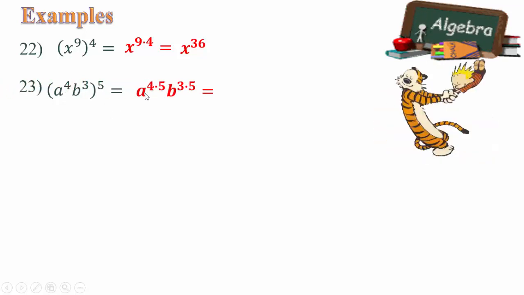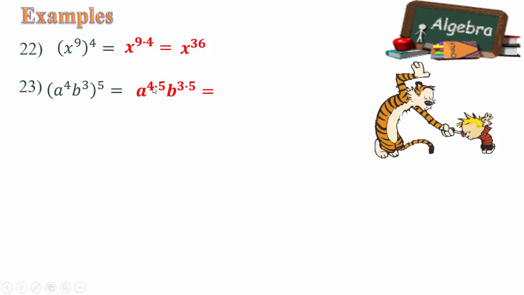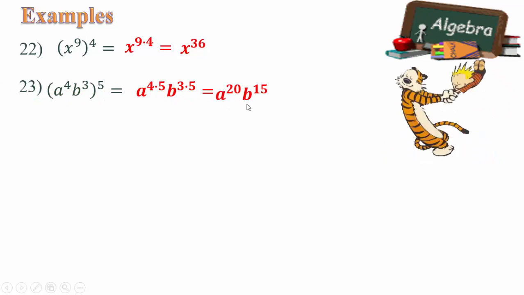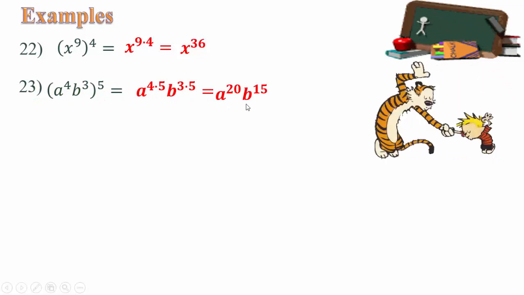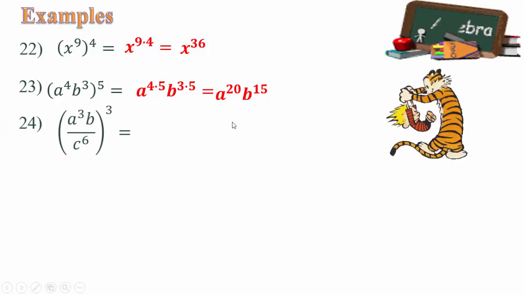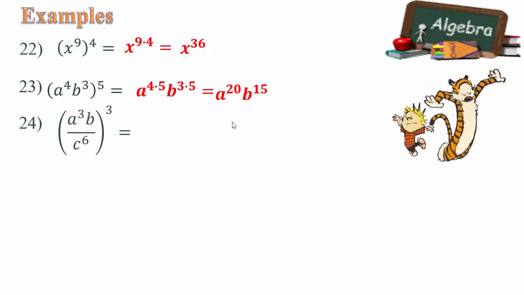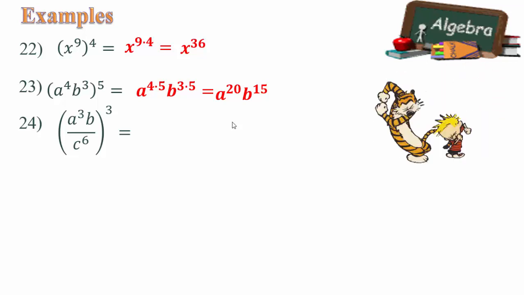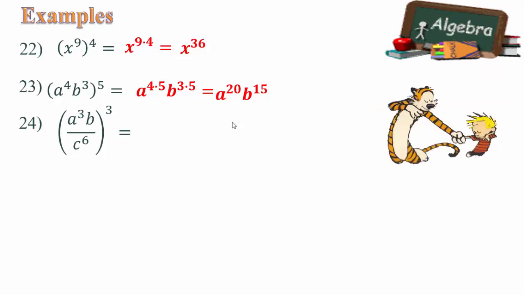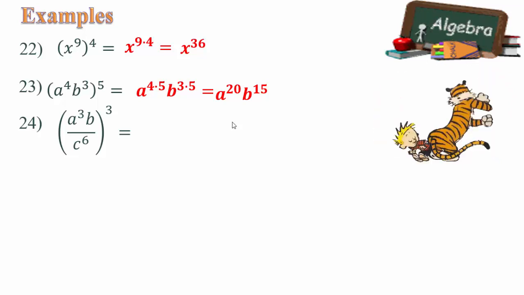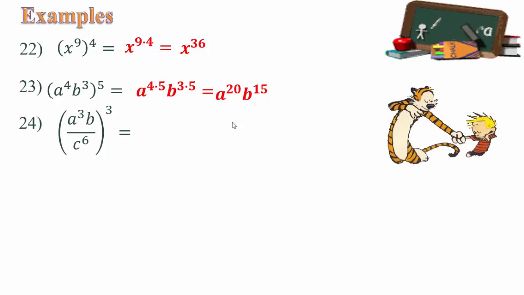The power rule tells us that it's a to the 4 times 5, b to the 3 times 5, and that's how we get a to the 20th, b to the 15th. In example number 24, as you see, this is a little bit more complicated. So what I'm going to do is go to the whiteboard and work this out in detail to give you an idea and show you one way that you can approach this problem.